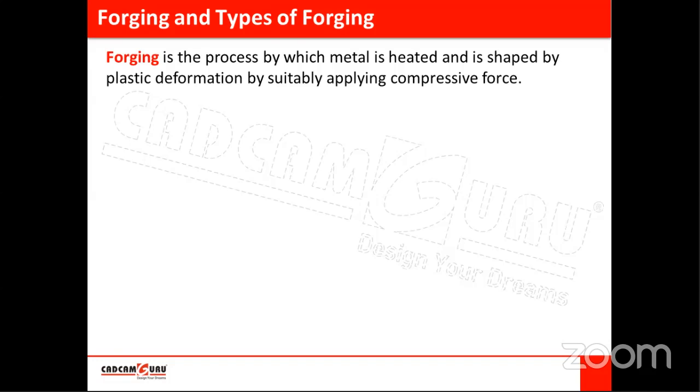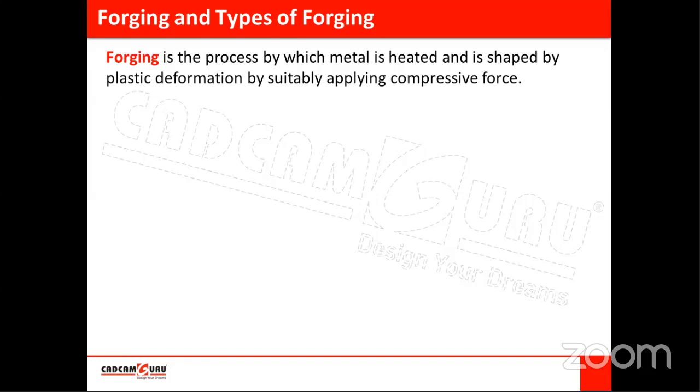Plastic means permanent deformation. If you apply some force on a component and it gets deformed, and that deformation is permanent, that is called plastic deformation. The other type of deformation is elastic deformation, where after removal of the force, the object regains its original shape. That is elastic deformation. So plastic means permanent deformation.